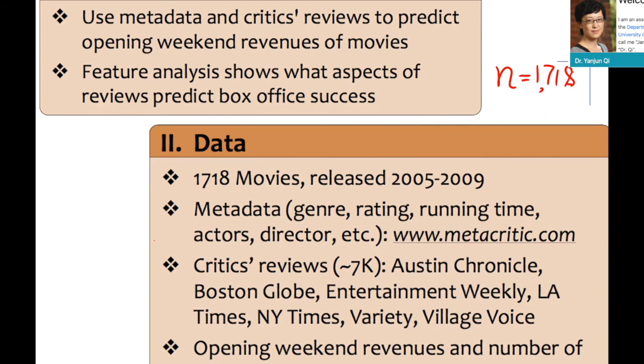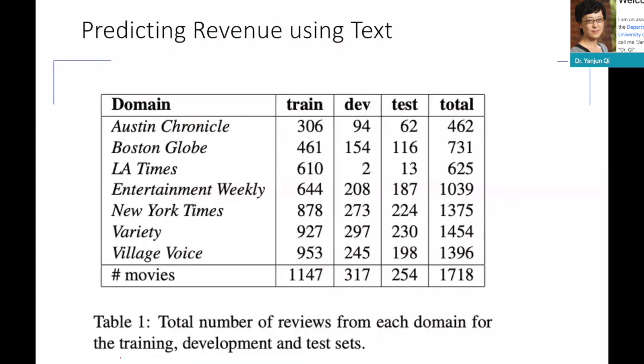So this part is the X, and this part is the Y. Y is a number. Is that the opening weekend revenue? So it's a numerical number, so it's a regression task.